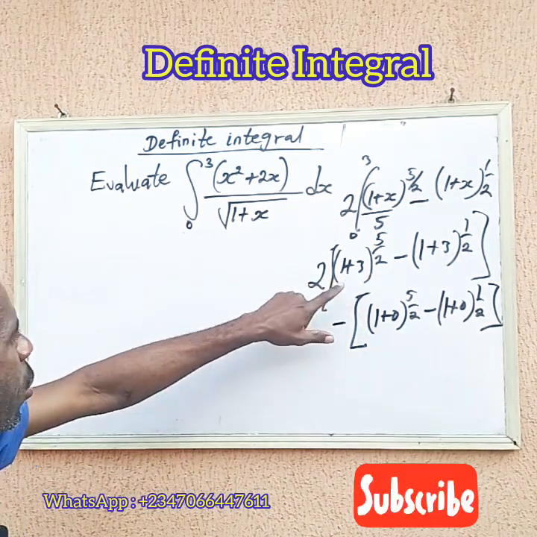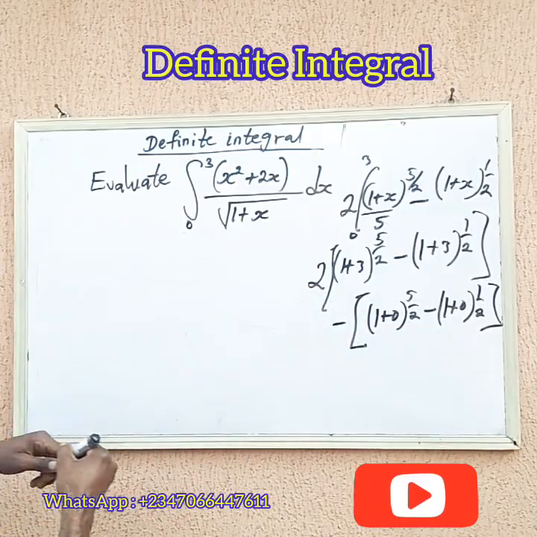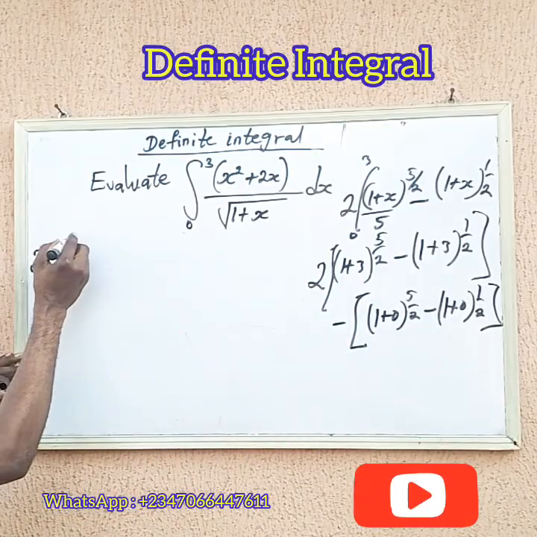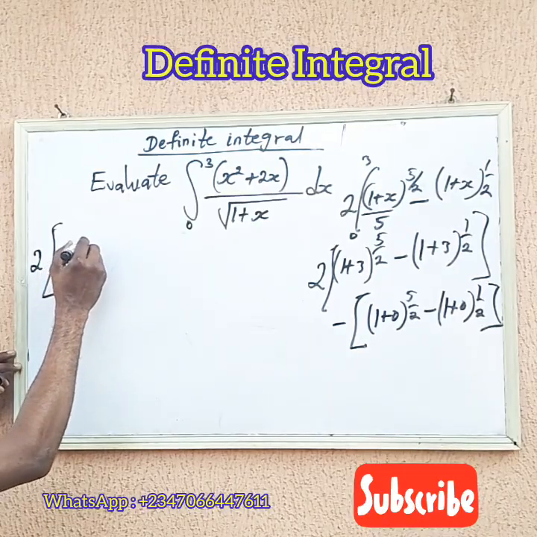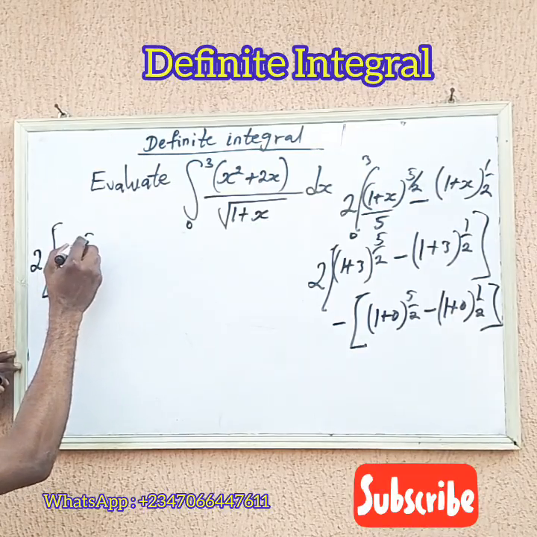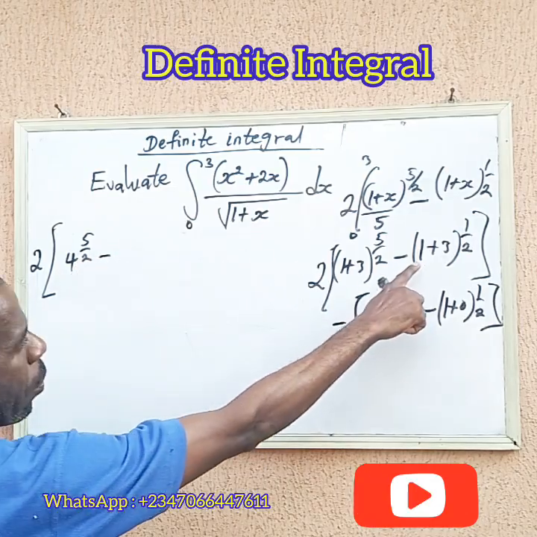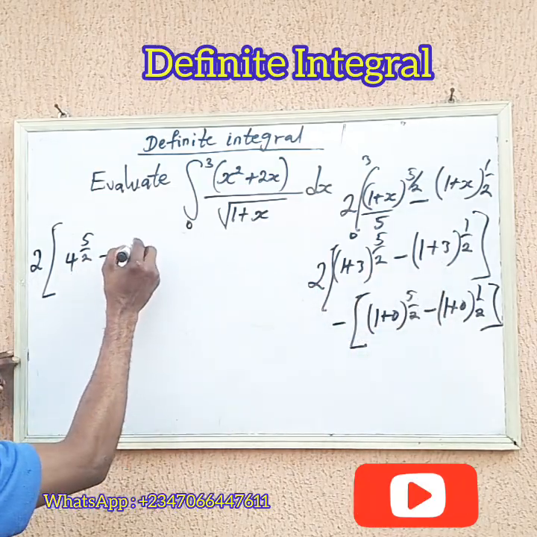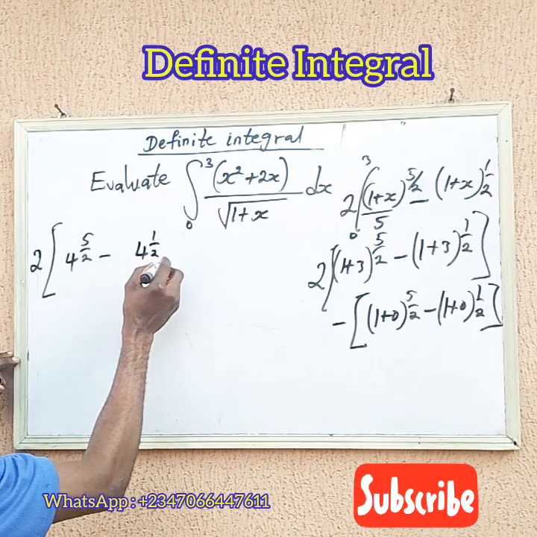From here, 1 plus 3 is what? 4. So which now give us what? The 2 now multiplying, which now give us 4 raised to power 5 over 2. Okay, then minus 1 plus 3 is what? 4. That is 4 raised to power 1 over 2.